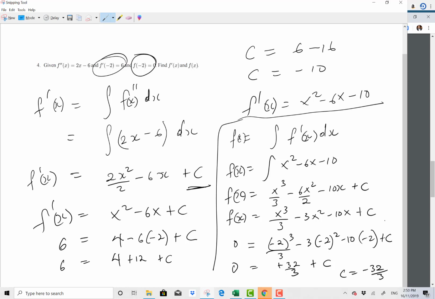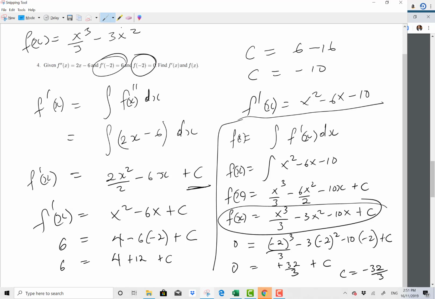So finally, my f of x is going to be x cubed divided by 3 minus 3x squared minus 10x plus, in this case, it's going to be minus 32 over 3. And that is my f of x. And that completes number 4.